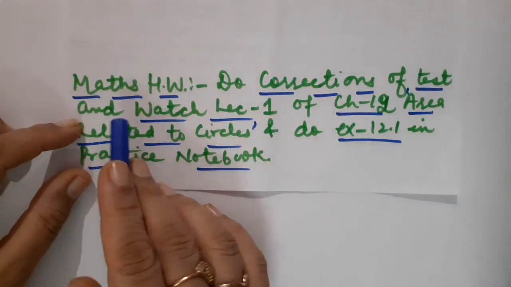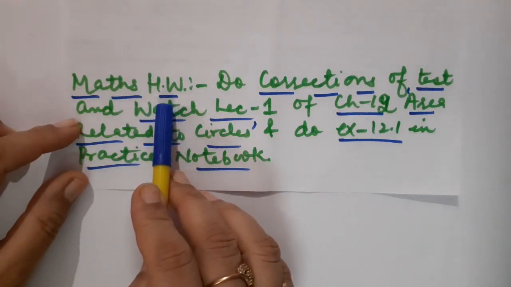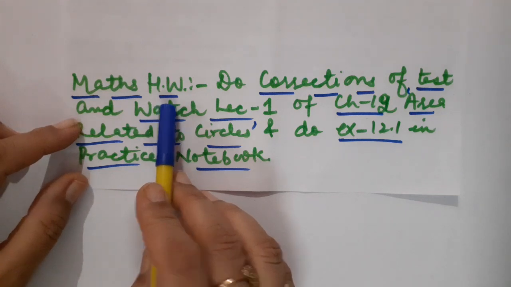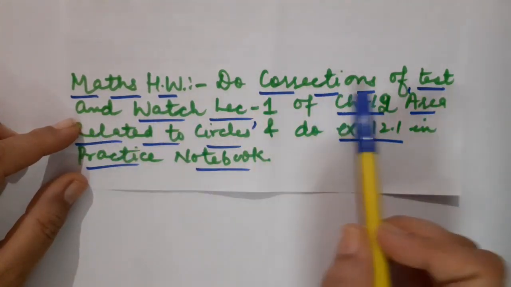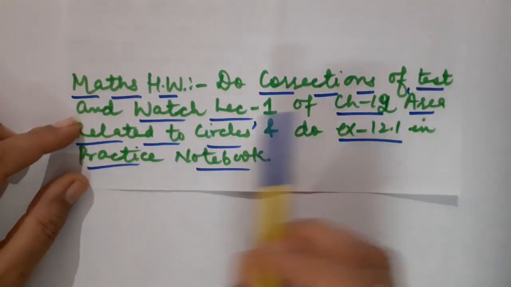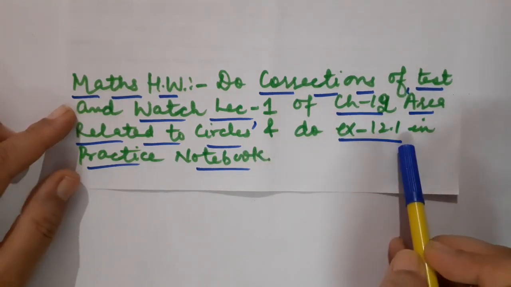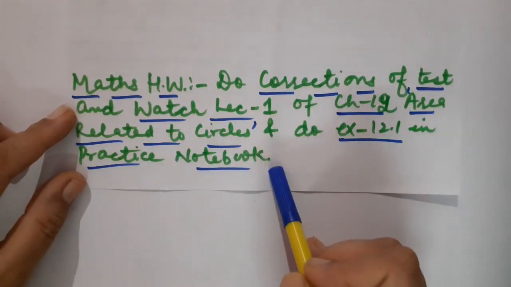Now children, this is the time to get mathematics homework. As I have already told you, I will be proceeding with the revision of the taught topics of terminal 2. So first of all, you are supposed to do the correction work of the test and watch lecture number 1 of chapter number 12, area related to circles. And children, you are supposed to do exercise 12.1 in your practice notebook.